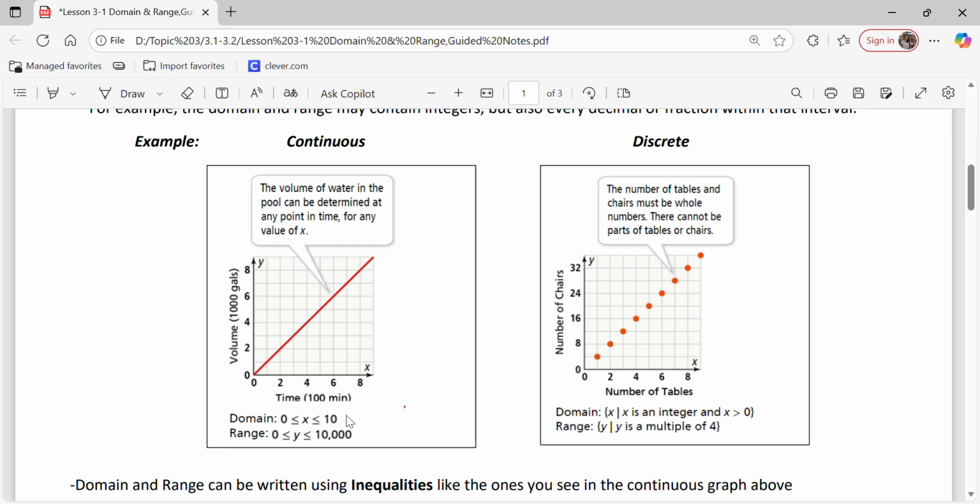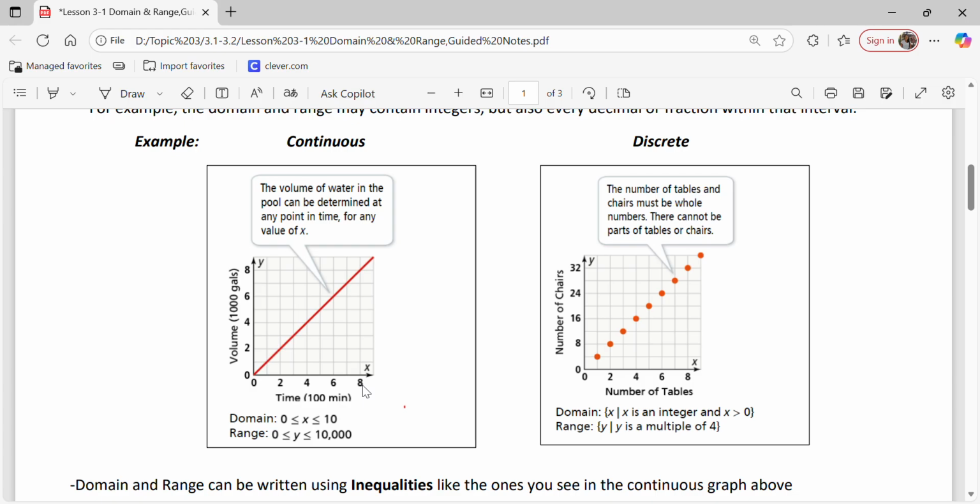Time, it takes up to 1,000 minutes to fill up a pool because x is going by 100 minutes and then it ends at 10. So 1,000 minutes, and then for every 1,000 gallons is my y, so it ends here at 10 times the pool is up to 10,000 gallons. The reason why this is continuous is because you can find out how much water the pool has in 5.5 minutes, 2 3/4. So because your domain can involve fractions and decimals, that's what makes it continuous.